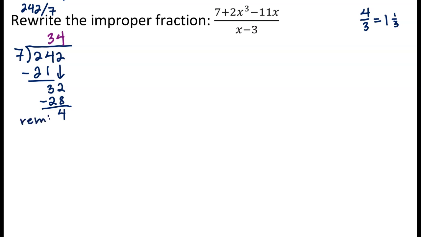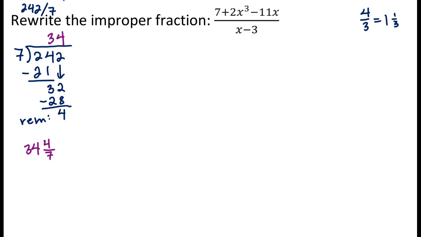And then the important part for what we're about to do is to realize what your answer really means. It means that 7 went into 242 34 times with a remainder of 4, which hasn't been divided by 7 yet. So it's really 34 and 4/7 times. We can turn that remainder into a fraction, and that's going to be crucial for the polynomial version of this.